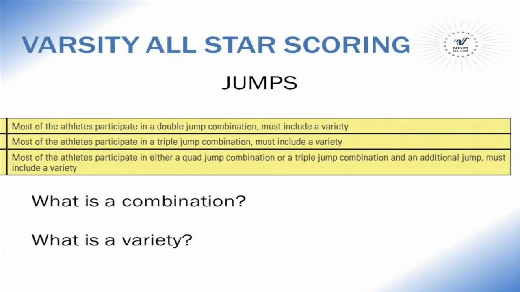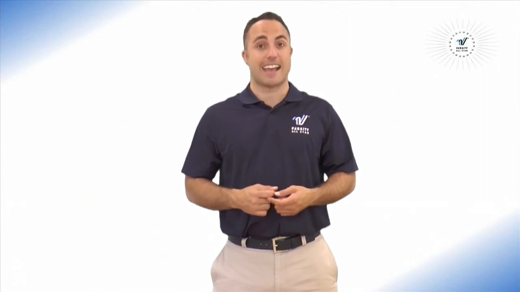Also, a variety means different types of jumps. So a toe touch and a pike would mean variety. A front hurdler and a side hurdler would give you variety. For the high sub-range, the rubric reads, most of the athletes participate in either a quad jump combination or a triple jump combination and an additional jump, and must include a variety. So to score in the high sub-range, you either need to throw a 4-jump combination or a triple jump with another single jump, and a variety has to be included.